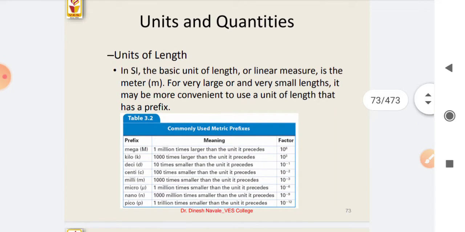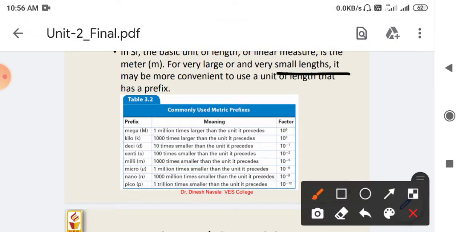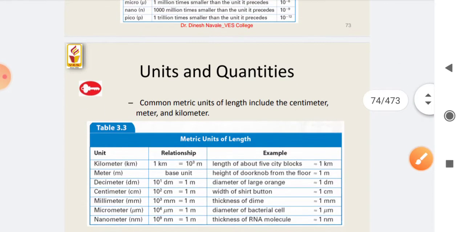First we will see the unit of length. The basic unit of length is meter. If you want to measure a large distance, we generally use the kilometer. And if you want to measure small distances, like inside the atom, the atomic radius or the diameter of the atom, the electron or proton, there we use the angstrom unit, that is 10 raised to minus 10, or picometer, nanometer, and so on. We use smaller units for smaller quantities.